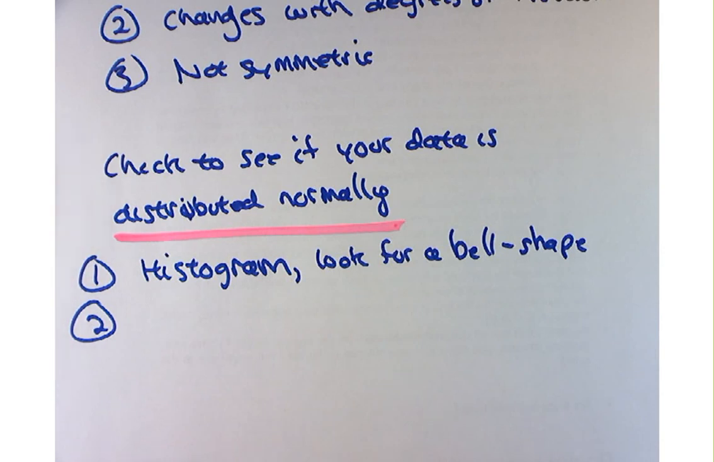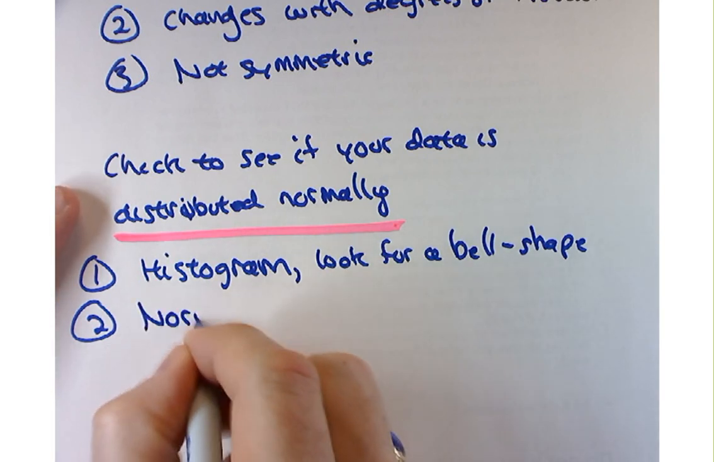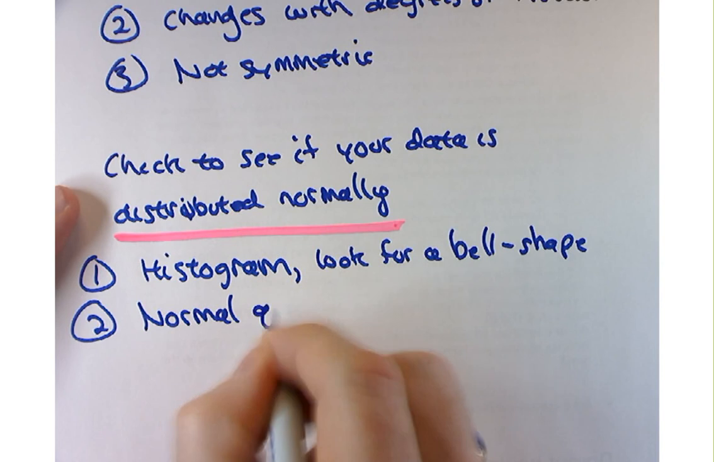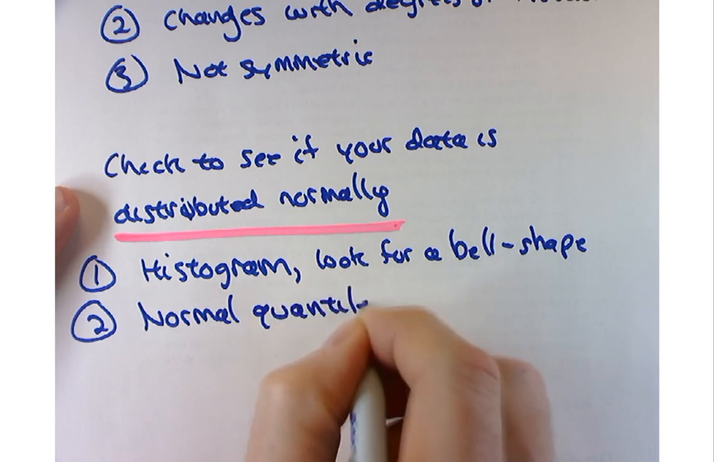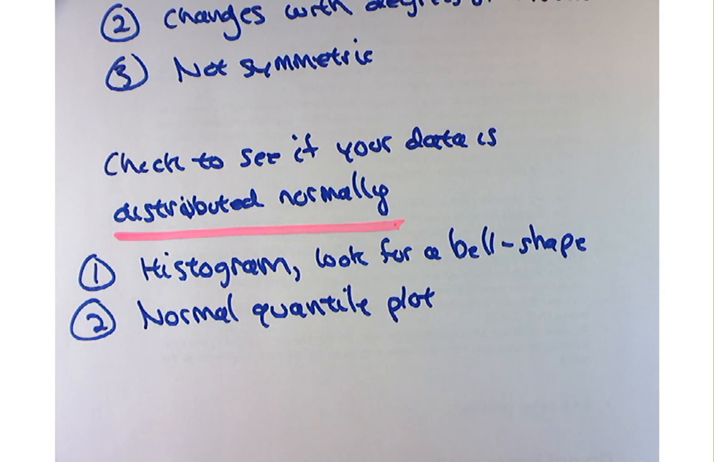What's the other thing? Had to do with that line. Remember what that was called? It was a normal quantile plot. You can get that if you do explore data off of StatDisk.